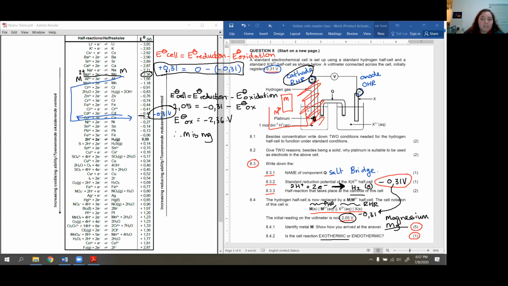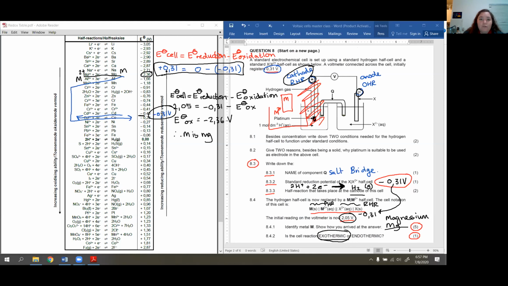Last part of this question was, is the cell reaction exothermic or endothermic? Any reaction which gives off energy must be exothermic. So as a rule, anytime you have a voltaic cell, it will be exothermic. Anytime that you have an electrolytic cell, which we haven't yet done together, electrolytic cells are endothermic. They require energy. Voltaic cells are exothermic because they give off energy.